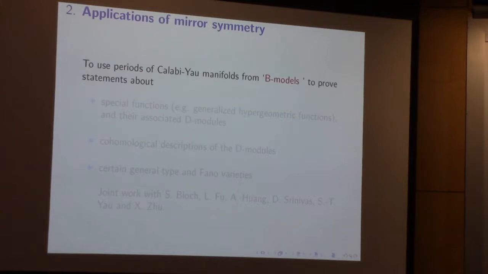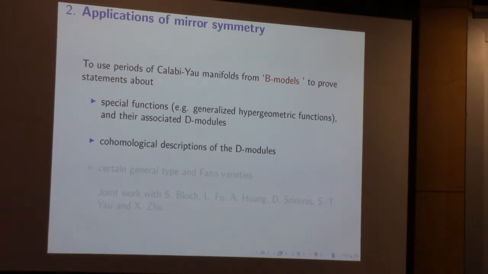All right. So basically, what we like to do is to use periods of Calabi-Yau manifolds from the B model to prove statements about special functions and the associated D-modules. So to also say something about certain homological descriptions of D-modules. And in the end, we would also like to use periods of Calabi-Yau manifolds to say something about certain general type and Fano problems.